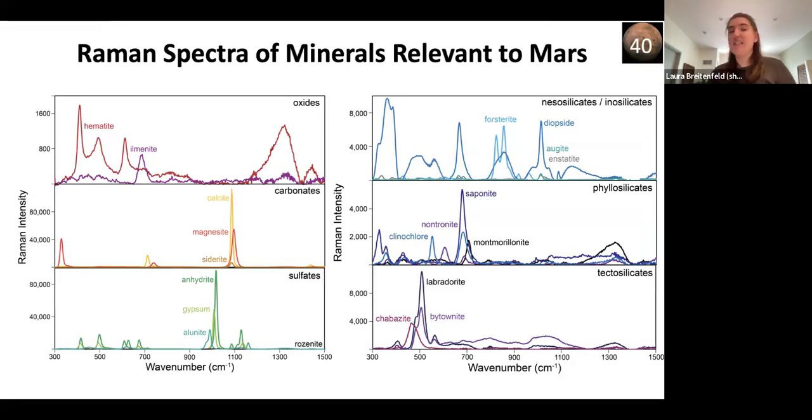Okay, so this is a summary of the Raman spectra of the minerals relevant to Mars that I studied in this project. So this includes oxides, carbonates, sulfates, nesosilicates, inosilicates, phyllosilicates, and tectosilicates. So these are all minerals that we expect on the surface of Mars, and their Raman spectral data is consistent with the literature and previous Raman studies.